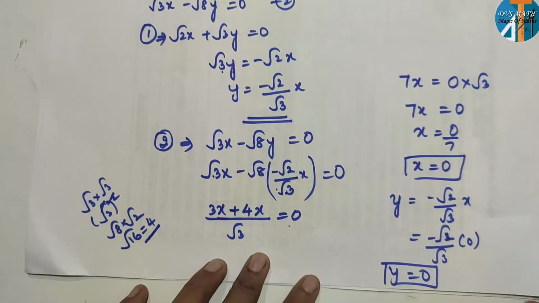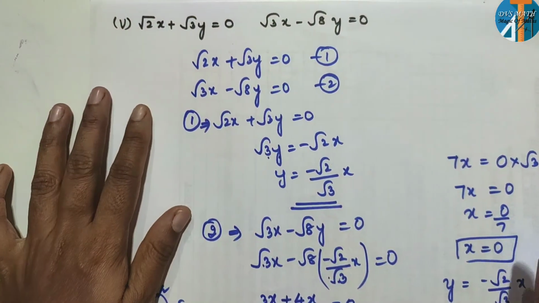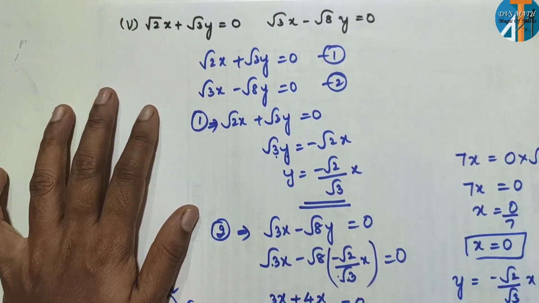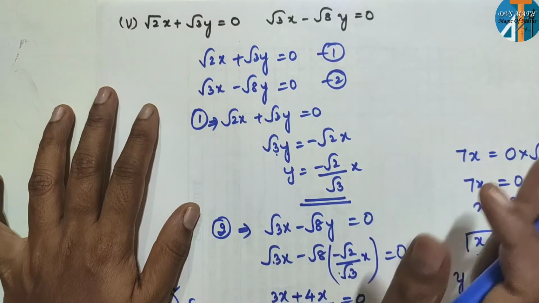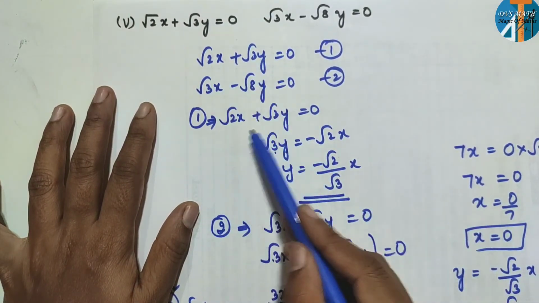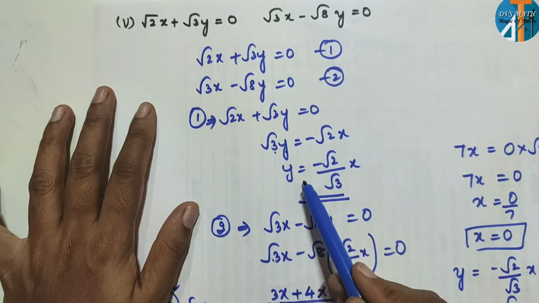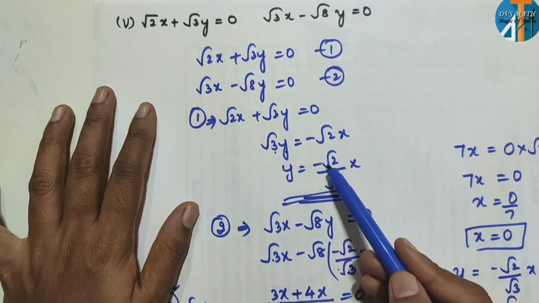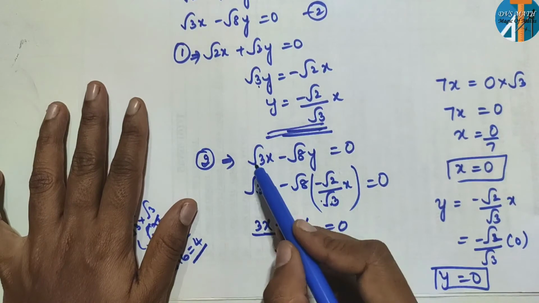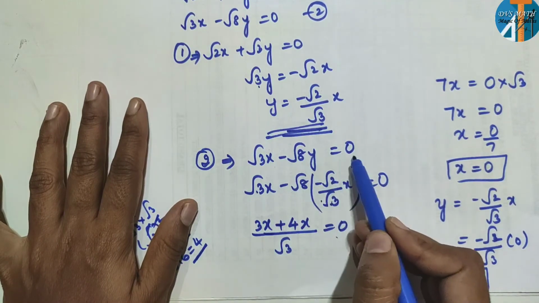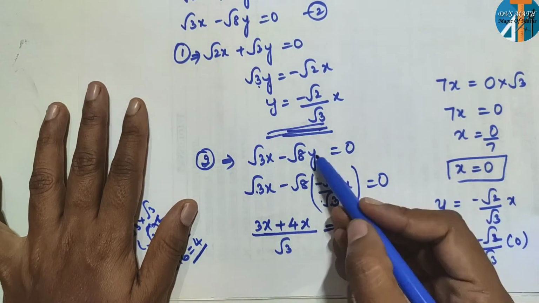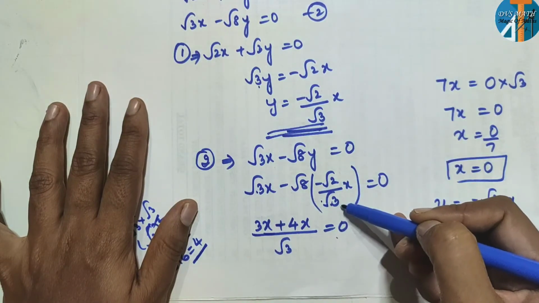So here be careful. It is very simple. No need to get confused, and no need to think about why we are having roots. Just take the first equation, write it in terms of y, and you will get the y value, right? Now substitute this y value in equation 2. So root 3x minus root 8y is equal to 0. Root 8 will be as it is. In place of y, you will substitute this.